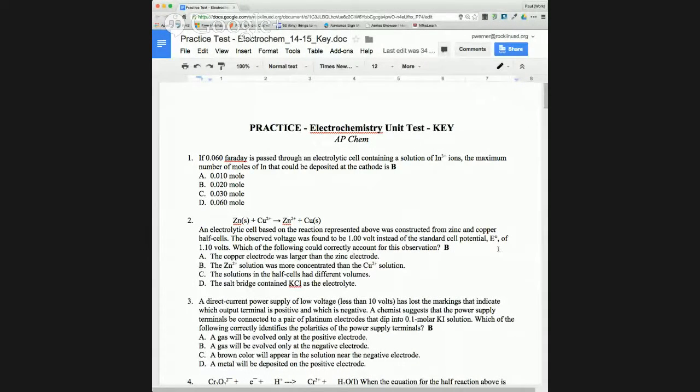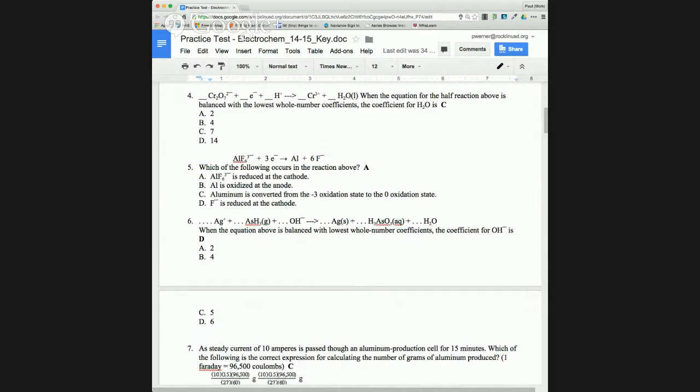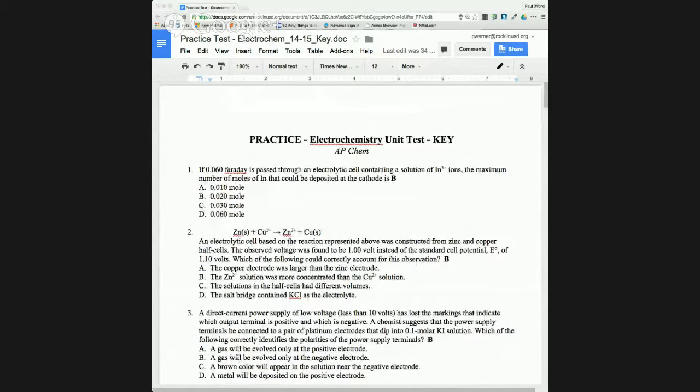All right. So if 0.060 Faraday is passed through an electrolytic cell containing a solution of indium 3+ ions, the maximum number of moles of indium that could be deposited at the cathode is, and why is it B? So that's a good question. So let's take a look. And so now we'll go to the Bamboo paper. Okay. All right.